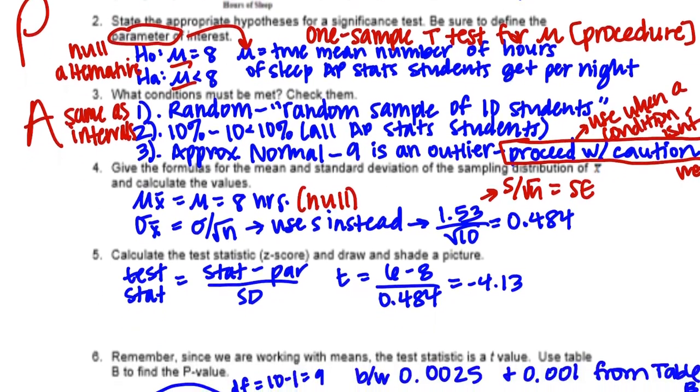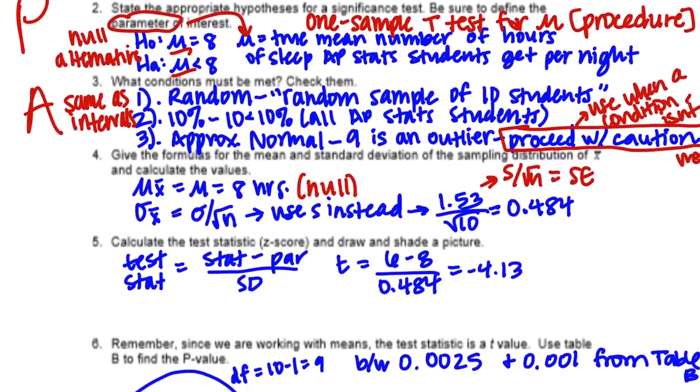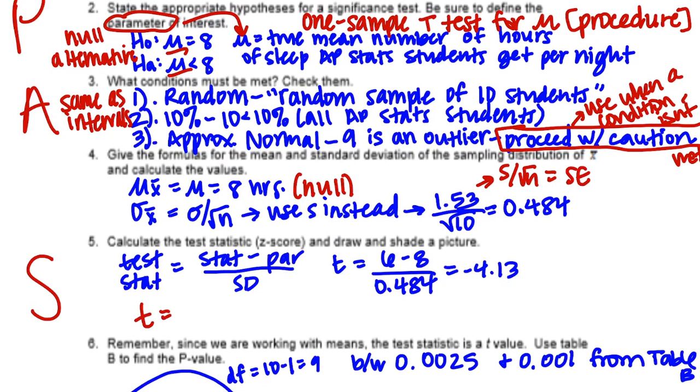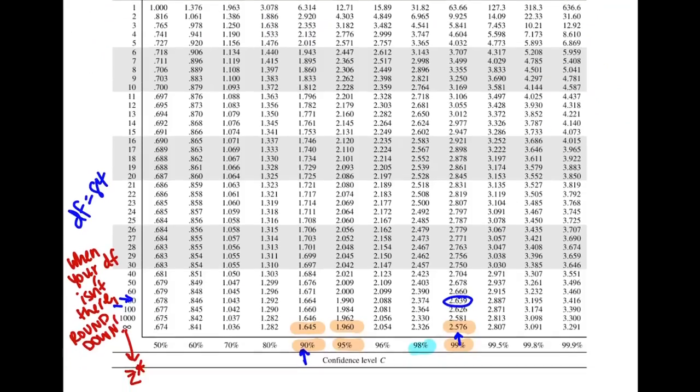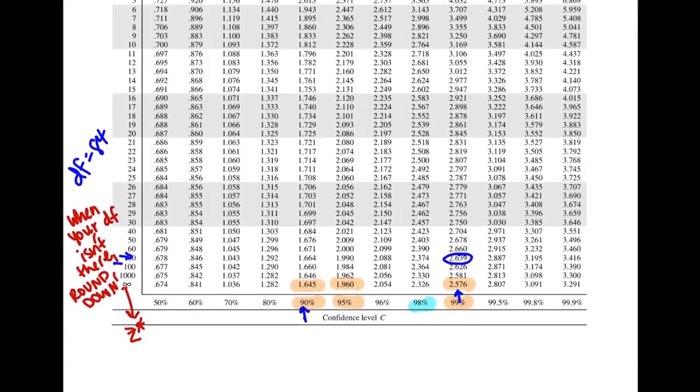So we use that to do our statistical work, and the statistical work is t equals x bar from your sample minus the mean from the null over your standard error, s over the square root of n. So remember, a lot of this comes from here on this formula sheet.